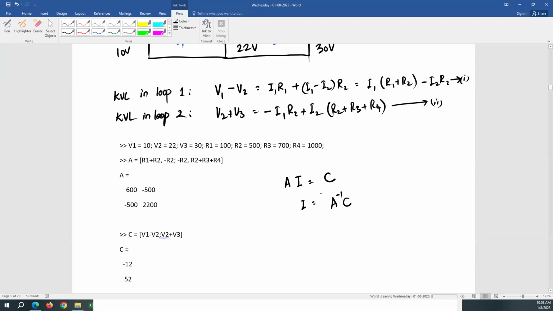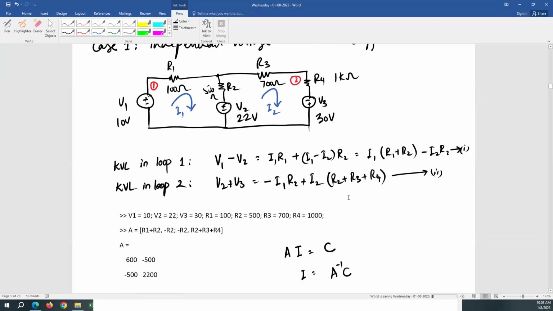So this is the first case of mesh analysis in which you have independent voltage sources in whatever branches you have. You can have as many independent voltage sources as you have, but that's a very simple case, simplest of the case. The other one is simpler actually.